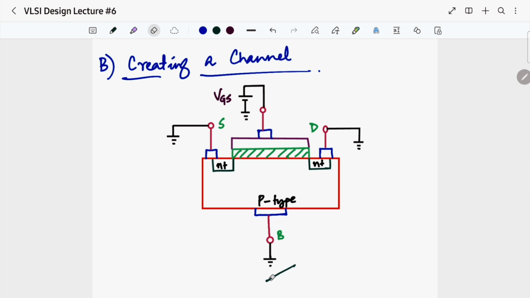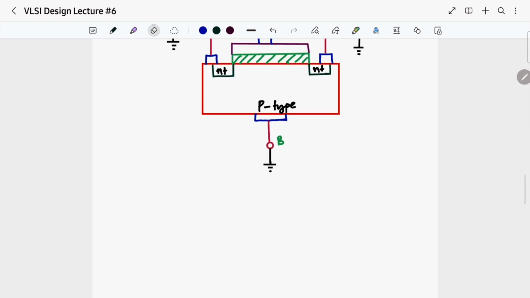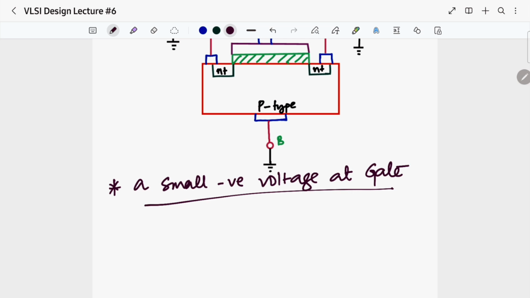So I have given voltage to my gate. Okay, so what kind of voltage? In this also we will have some steps. First, a small negative voltage at gate. A small negative voltage at gate.